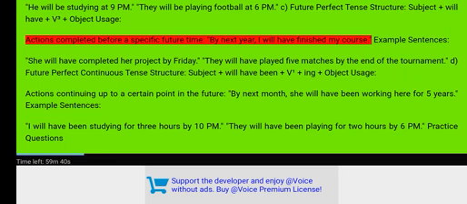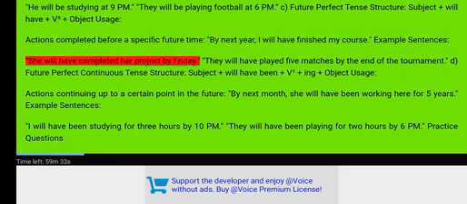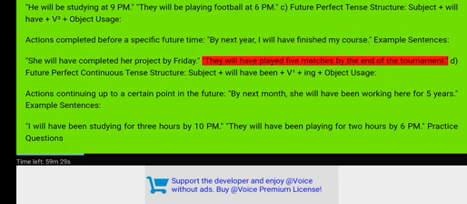By next year, I will have finished my course. Example sentences. She will have completed her project by Friday. They will have played 5 matches by the end of the tournament.